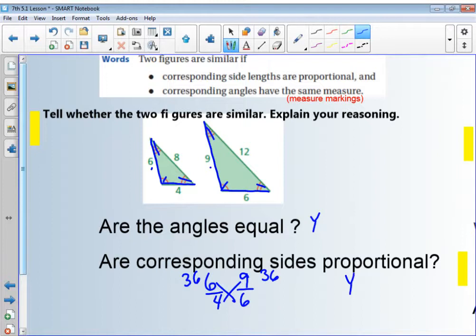Yes. So because I answered yes to both of these questions, then yes, these would be similar. Why? They have equal angles, they also have proportional sides. So they must meet both of those. We must have yeses to both of those questions.